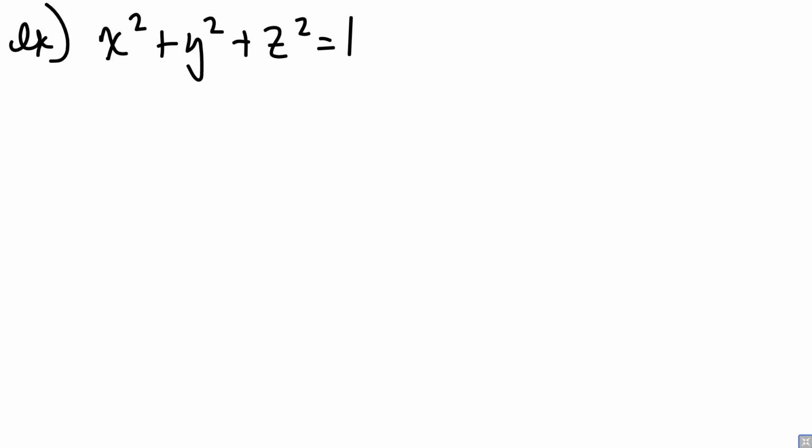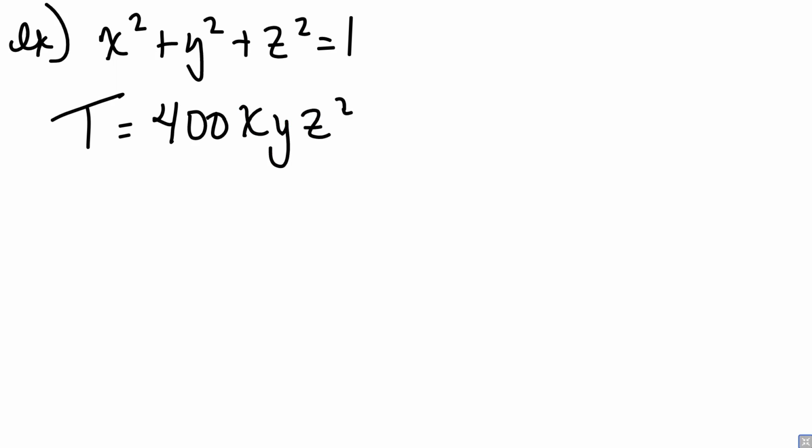Okay, so in this example, we are given our sphere. And the sphere is defined as, again, x squared plus y squared plus z squared equals 1. And then we are given a formula for the temperature, T, which is equal to 400xyz squared. So what we're trying to do is to find the highest and the lowest temperature.